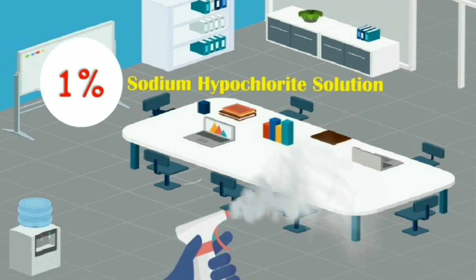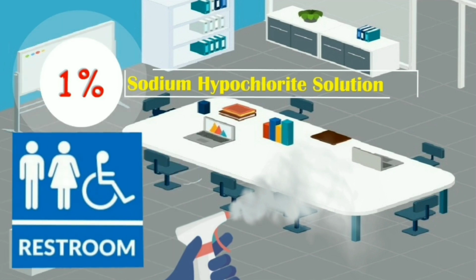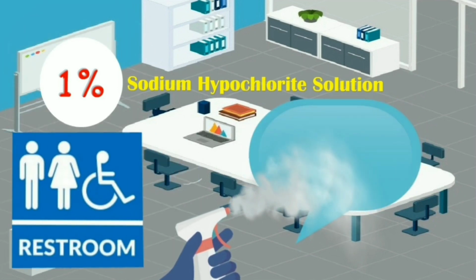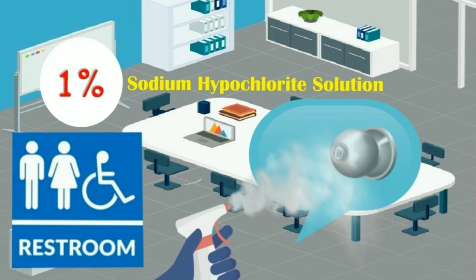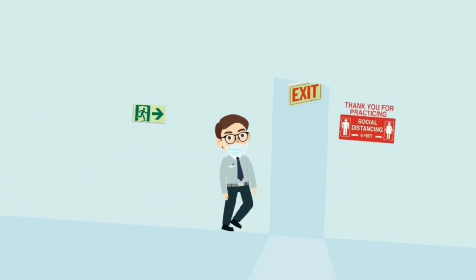Frequently disinfect common rooms, washroom with 1% sodium hypochlorite solution and metallic surfaces like doorknobs, security lock, keys with 70% alcohol. Display directions of exit pathway.